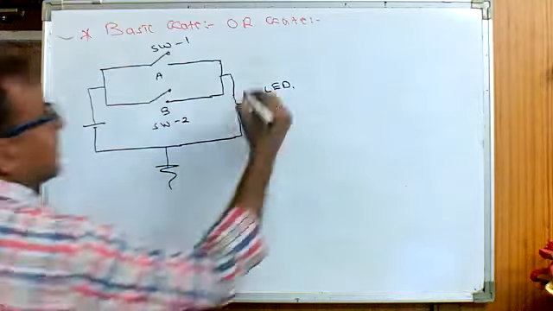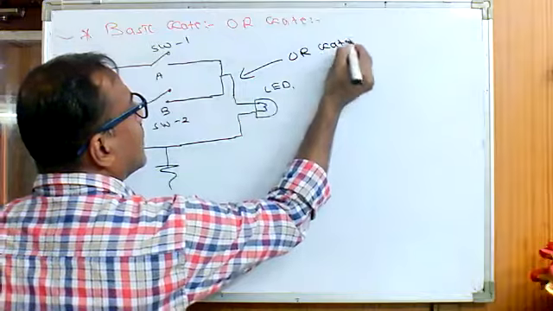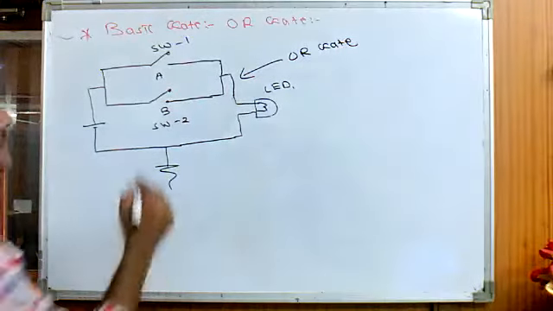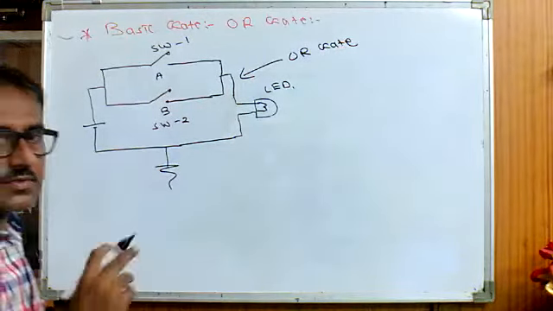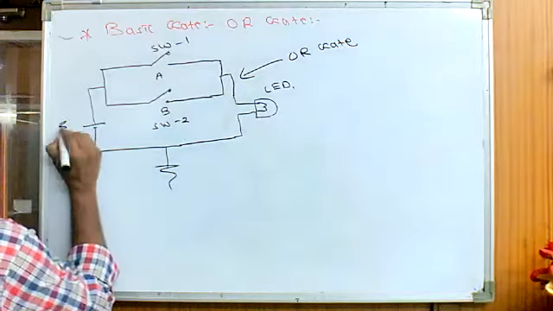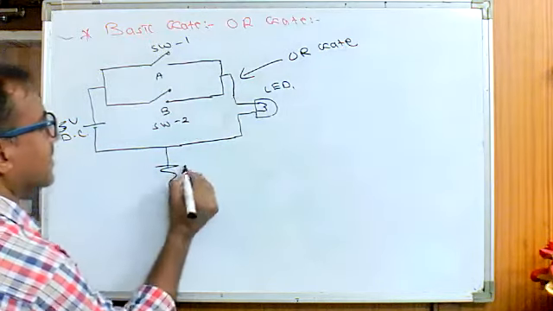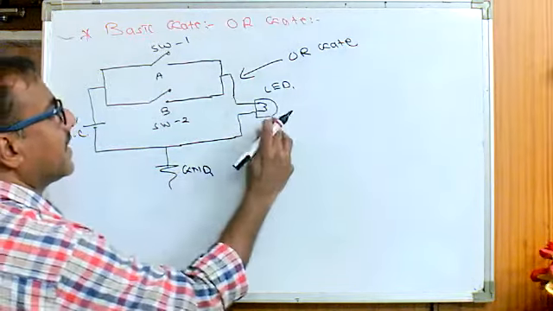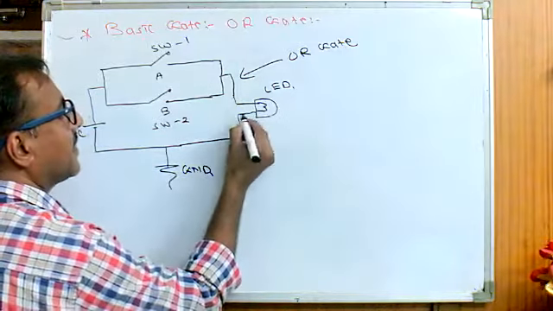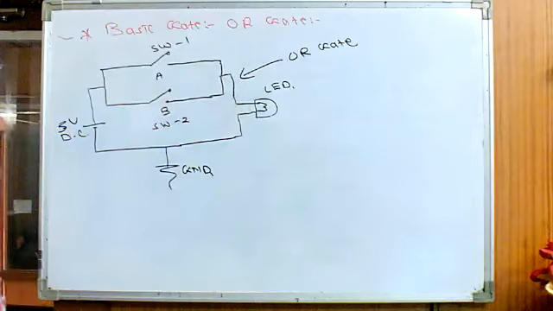This circuit diagram is an OR gate. Two switches are connected in parallel. We apply a plus 5 volt DC power supply. This is ground, and this is the LED. One leg of the LED is connected to ground, and the other leg is connected to the output of the switch.